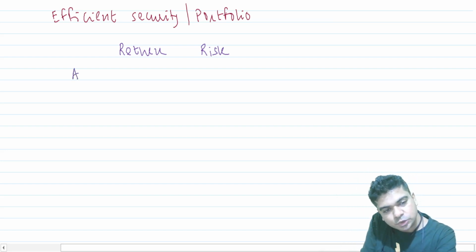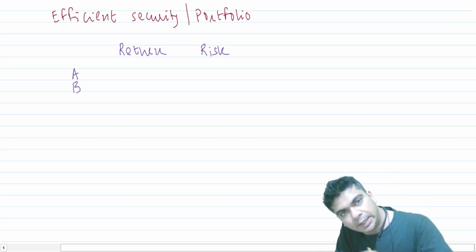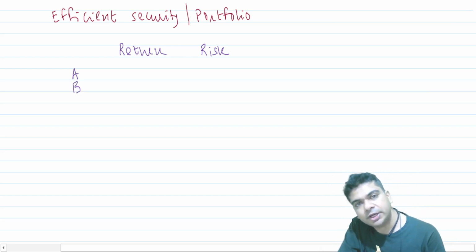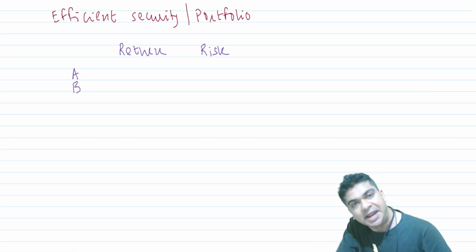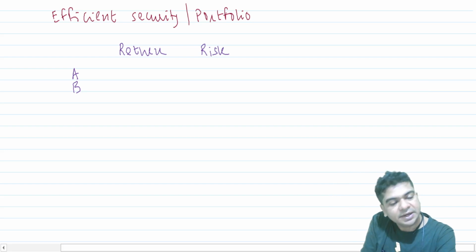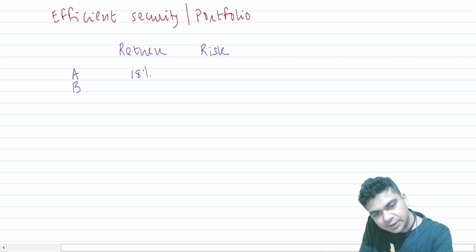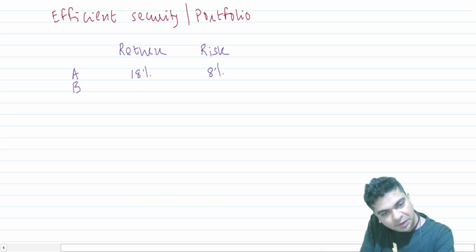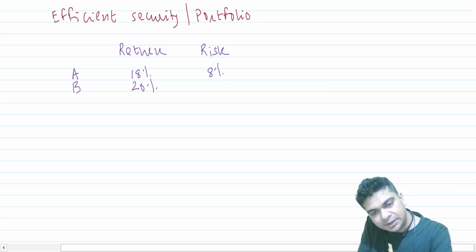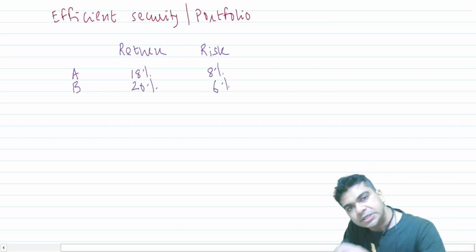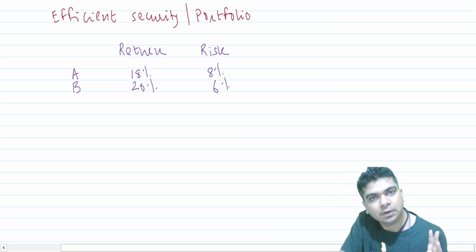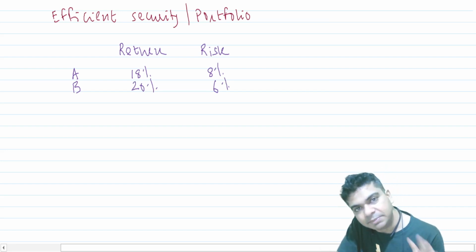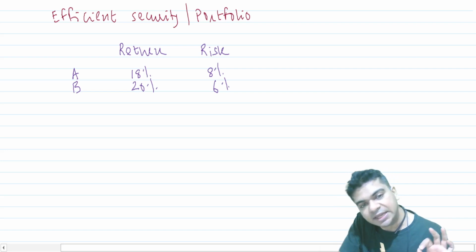Let me consider two securities over here. This concept of efficient security or efficient portfolio is defined in a negative manner by Harry Markowitz. But see here, let us say there is a security A which is giving 18% return at 8% risk. And there is another security B which is giving 20% return at 6% risk. Tell me, which one will you select? Let's say I have a choice between A and B. I cannot select both. I have to select any one.